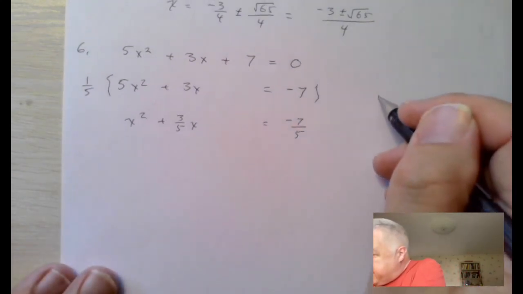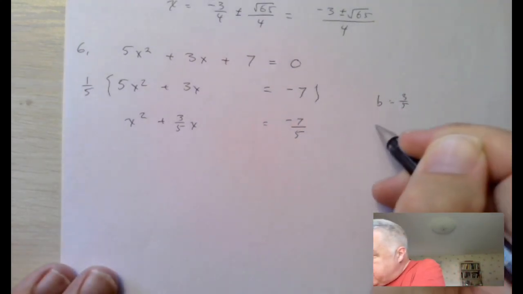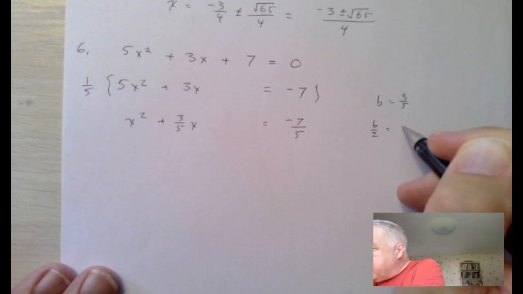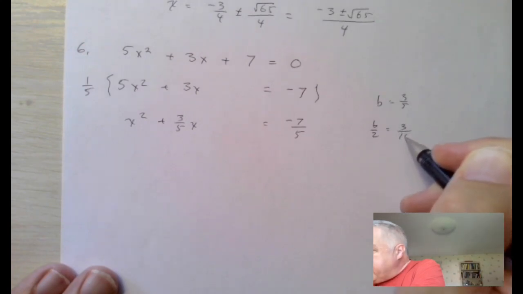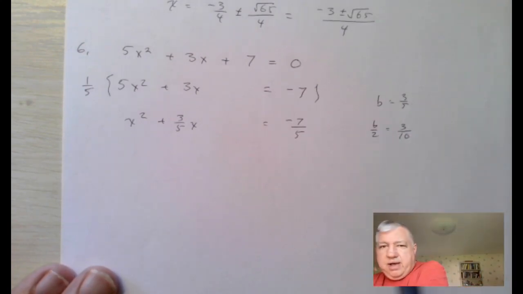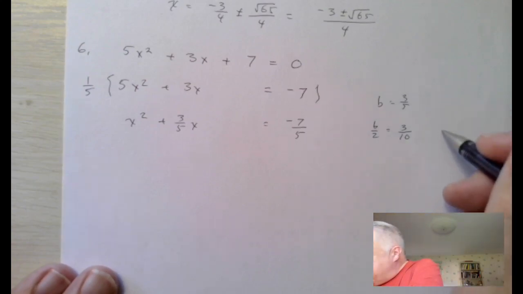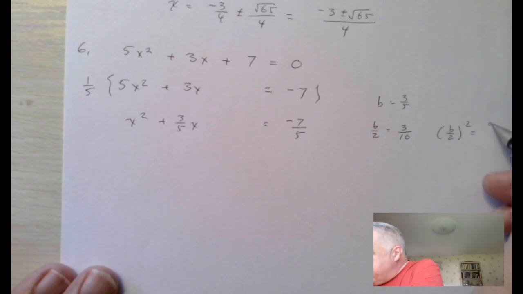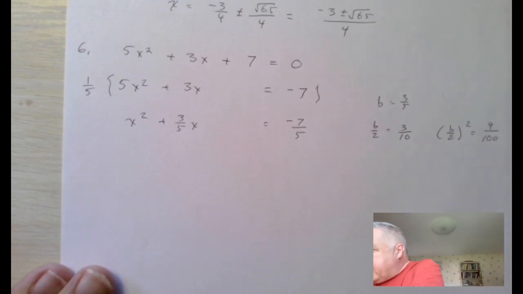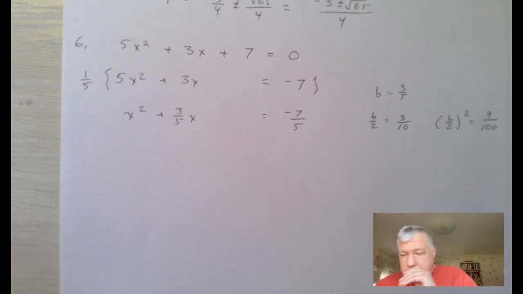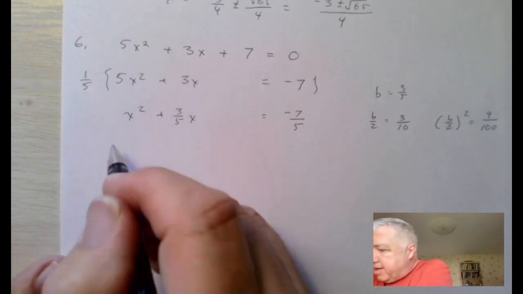Okay. And now we complete the square. B is 3/5. So B over 2 is 3/10. You can check that when you multiply this by 1/2, you get 3/10. And B over 2 squared would be 3 squared over 10 squared, so that would be 9 over 100. So this is what we're going to add to both sides.